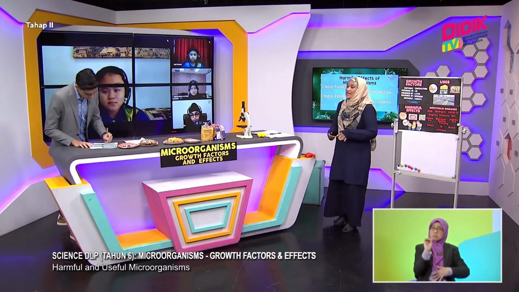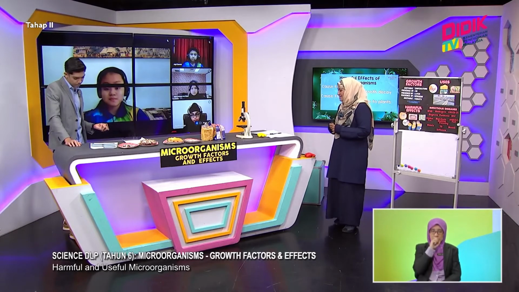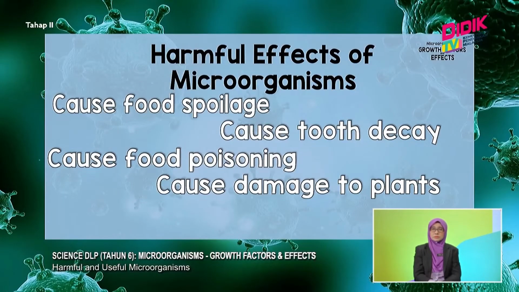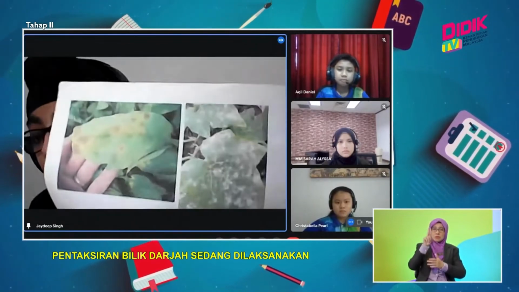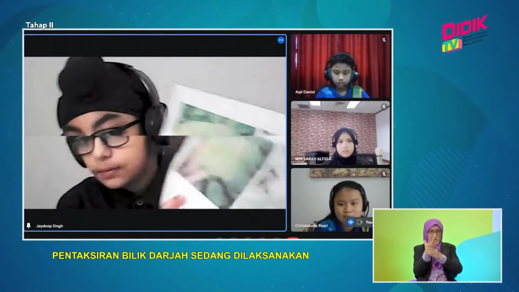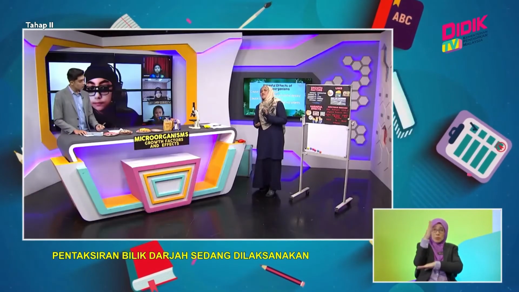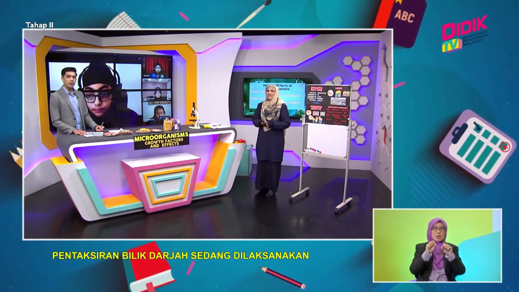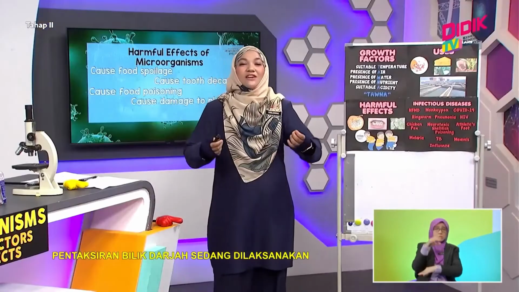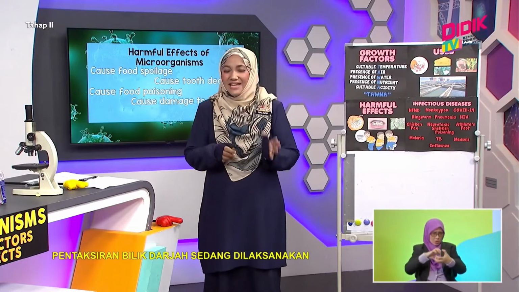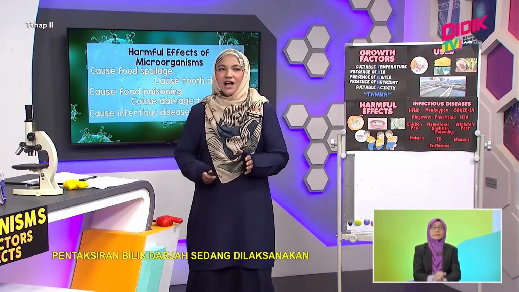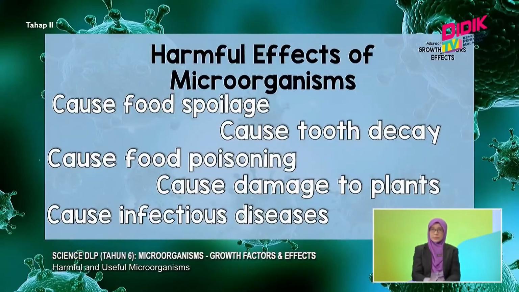Okay, next one, causing damage to plants. Who's going to talk about that? JD. Fungi can grow on leaves of plants that can disrupt their photosynthesis. Oh, I see. So it's like a type of disease for plants, where it disrupts photosynthesis. I thought microorganisms can only hurt us humans. But they can also hurt plants. Okay, and the last one is about infectious diseases.